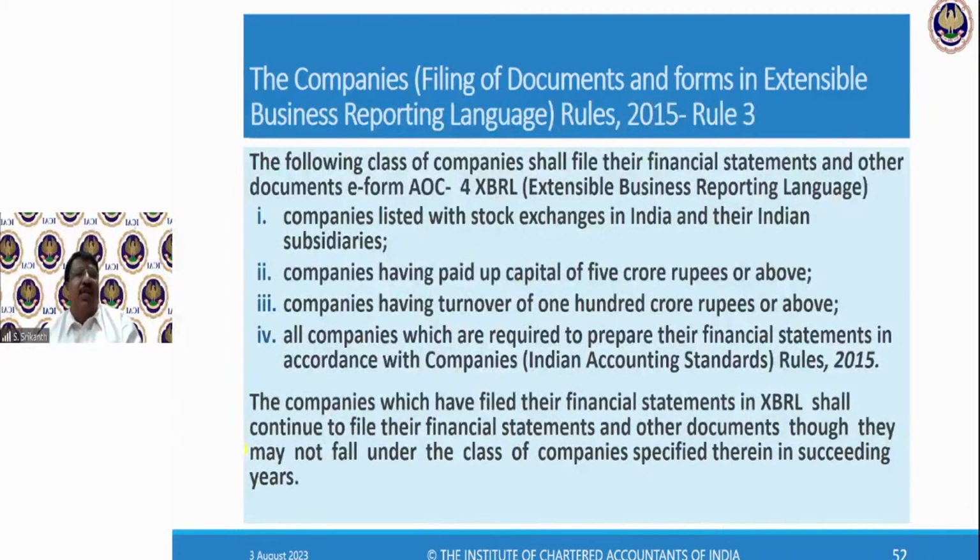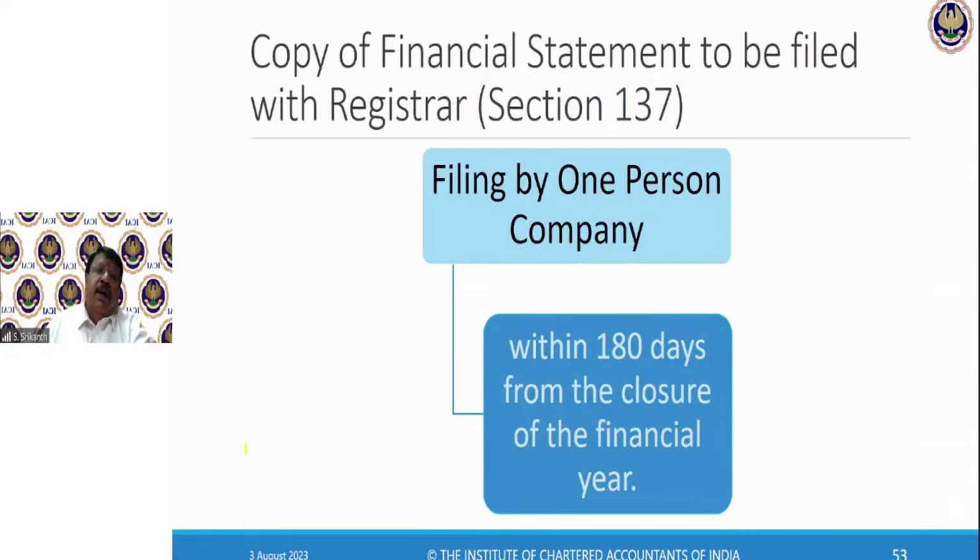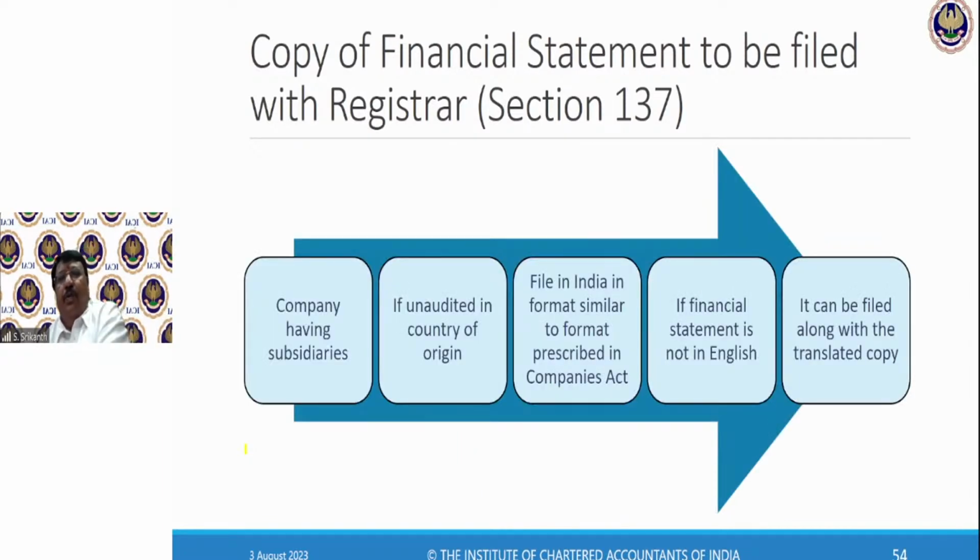The companies which have filed their financial statements in XBRL shall continue to file in XBRL, though they may not fall under this class in subsequent or succeeding years. So this is XBRL. For a one-person company, the financial statement can be filed within 180 days from the closure of the financial year. Okay. 180 days, which is 6 months, for OPCs.